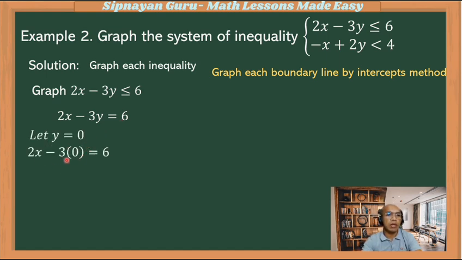So this is 2x minus 3 times 0 is equal to 6. So this is 2x is equal to 6. Divide both sides by 2. So x is equal to 3. Our x-intercept is 3 and 0.